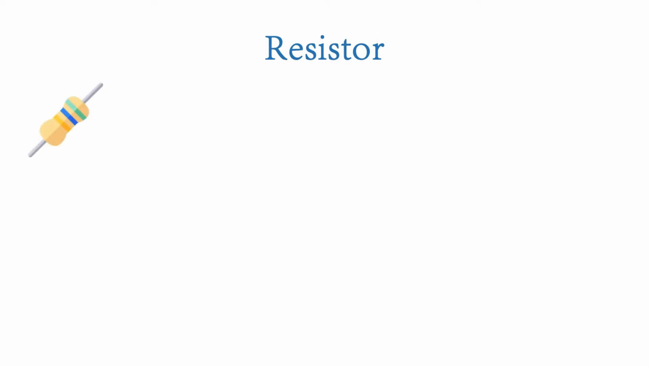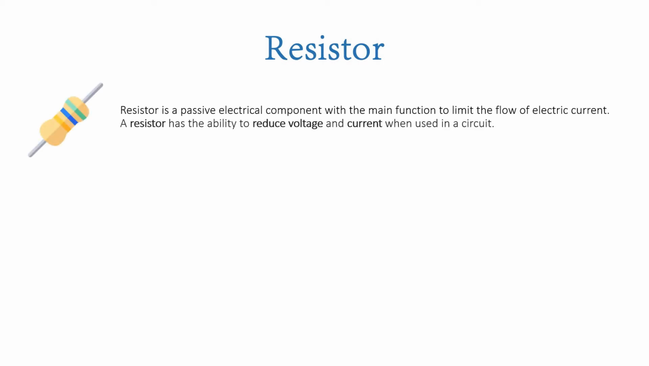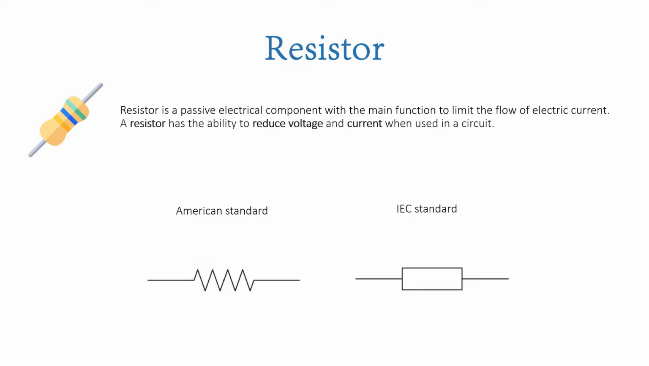So what is a resistor? A resistor is a passive electric component with the main function to limit the flow of electric current. A resistor has the ability to reduce voltage and current when used in a circuit. The standard symbols of resistors are given below: American Standard and IEC.